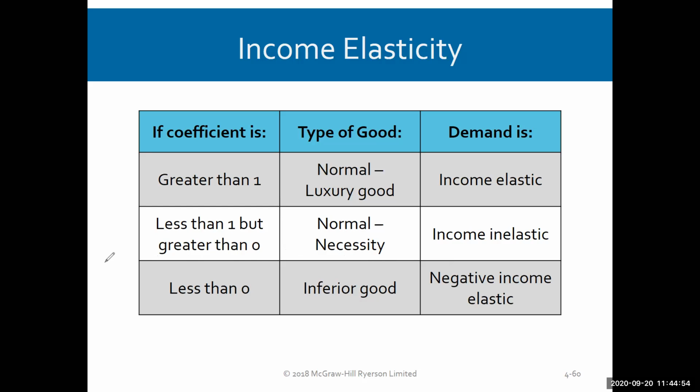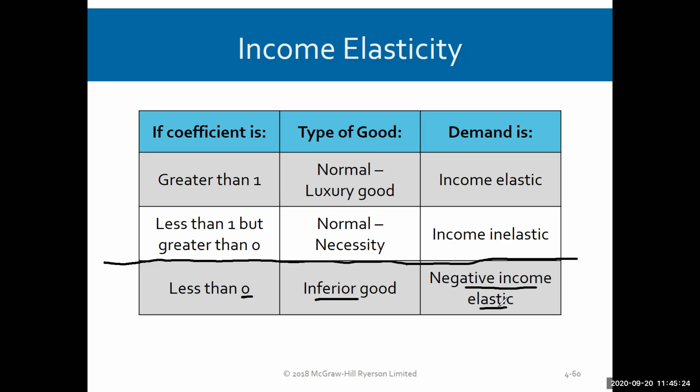So here the sign splits. Everything above this, income elasticity is greater than 1. Everything below it, it's greater than 0. Everything below it, it's less than 0. So if it's less than 0, we've talked about this a little bit, it's an inferior good. So if we increase our income, we buy less of this product. So it's negative income elasticity, and it's an inferior good.